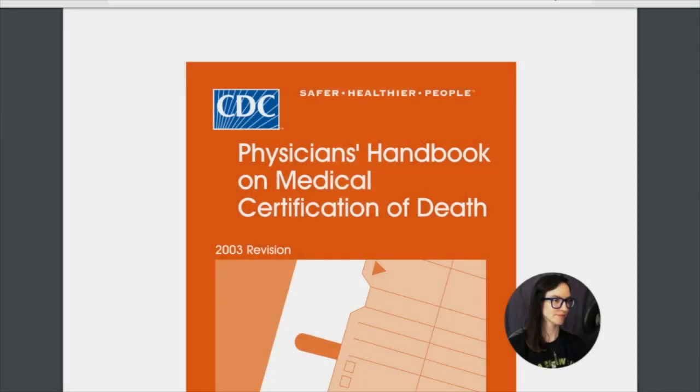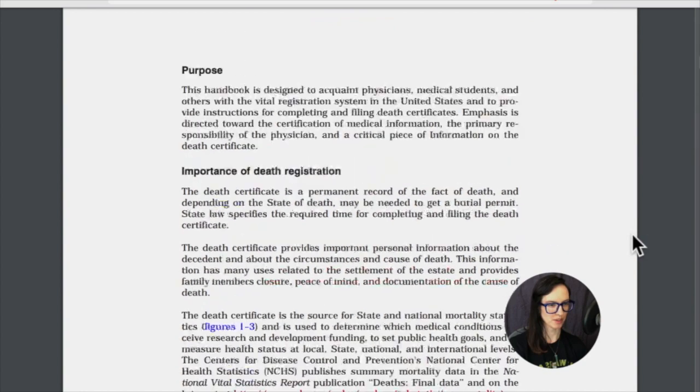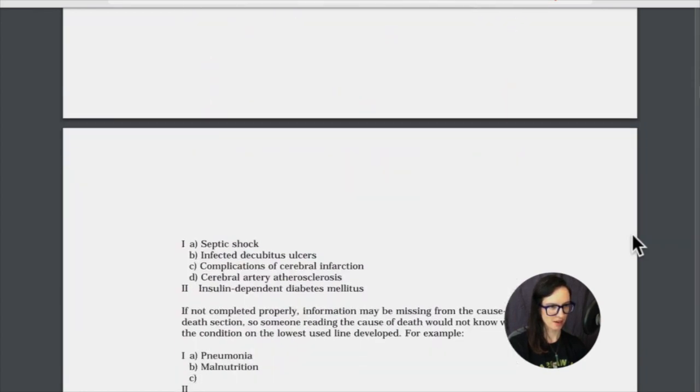So if you are incredibly upset that COVID-19 is being written on death certificates when the results of the nasal swab have yet to be confirmed, I really don't think you understand how any of this works. So let's take a little bit of time to talk about the death certificates. I'm going to read some excerpts from a 2003 CDC manual called Physician's Handbook on Medical Certification of Death. Here's the cover. And I'm going to go down to, I believe, page 9.